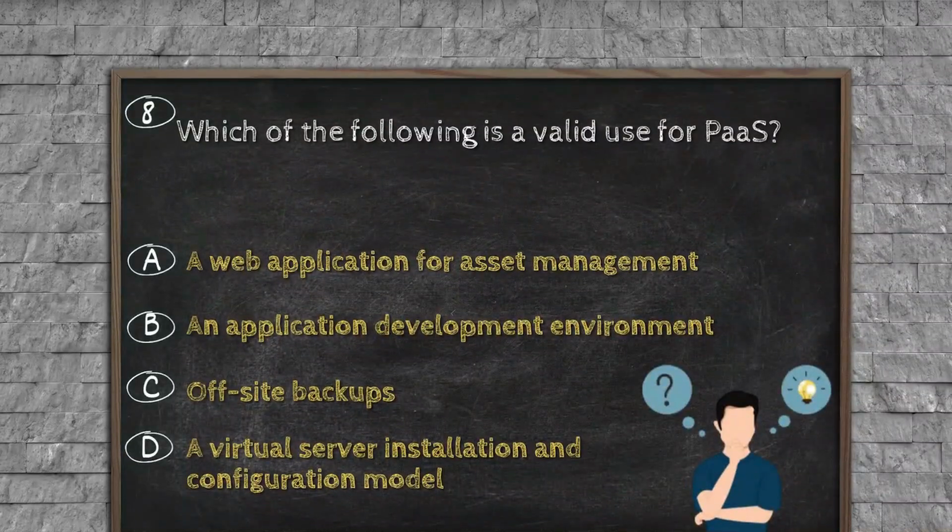Question number 8. Which of the following is a valid use for PaaS? Option A, a web application for asset management. Option B, an application development environment. Option C, offsite backups. Option D, a virtual server installation and configuration model.